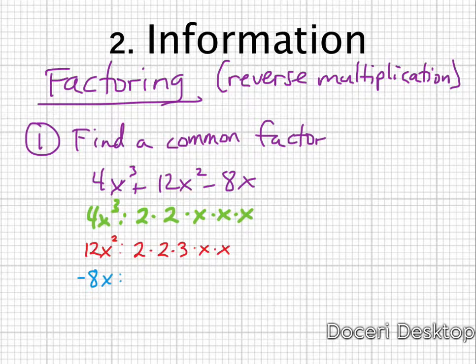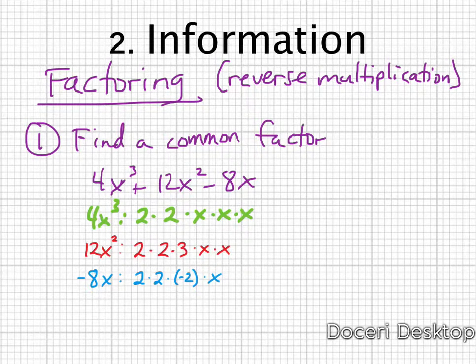How do I get negative 8? Well, I can multiply by 2, but then I'd have to multiply by negative 4. So then I have to think about how do I get negative 4? Well, negative 4 is the same as 2 times negative 2, right? And then I multiply that by x.